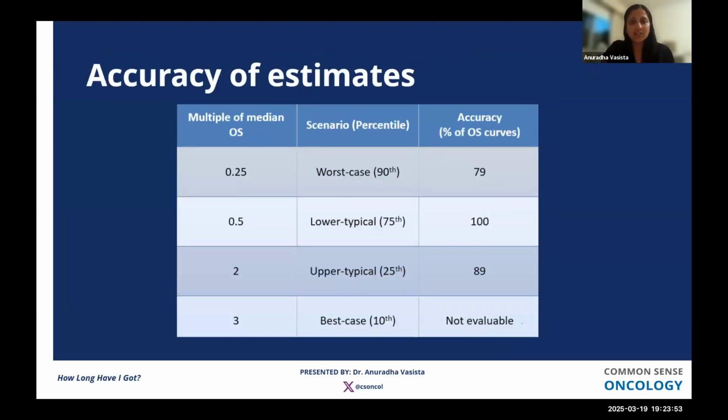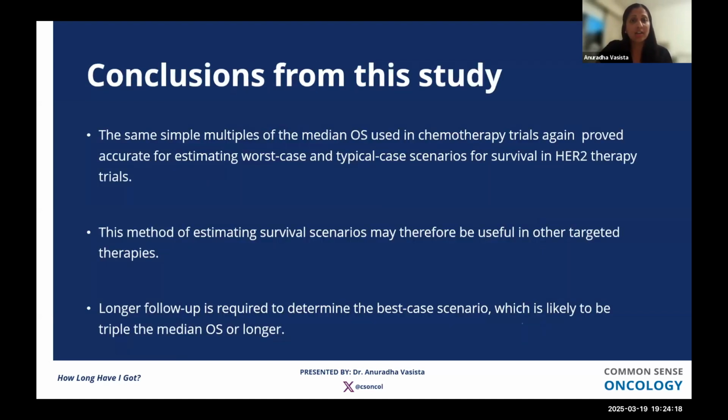We found that using these estimates, close to 80 to 100% of the time, they were accurate when we were looking at whether these multiples of the median actually work. So that's very reassuring, that even in the targeted therapy space, these scenarios for survival and this simple method of estimating survival are working.